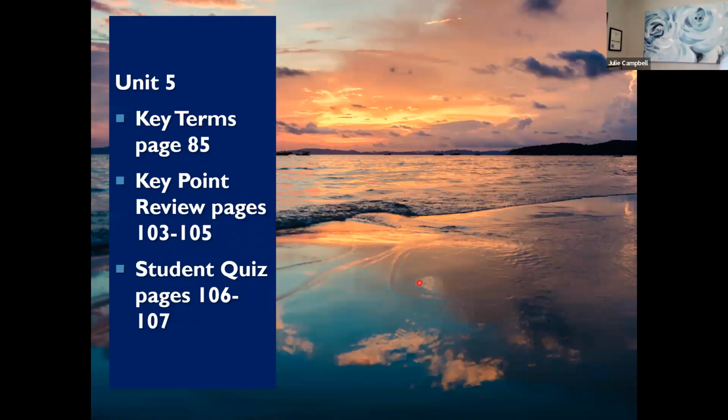So unit 5, our key terms at the beginning, back on page 85. You got your key point review on page 103. And then your student quiz on page 106.